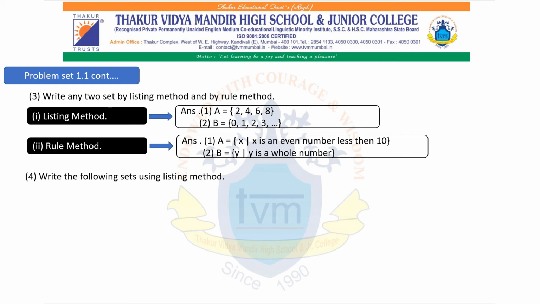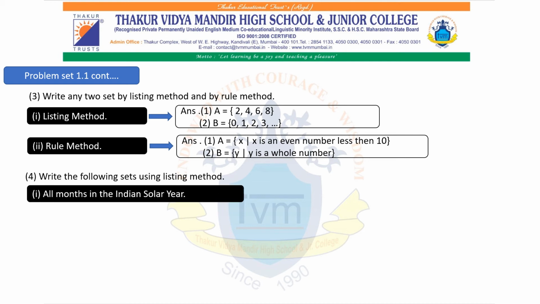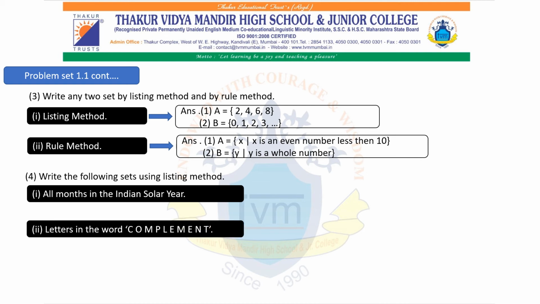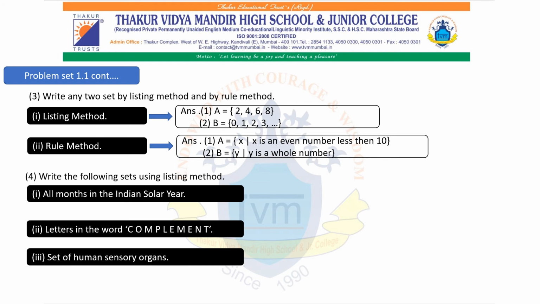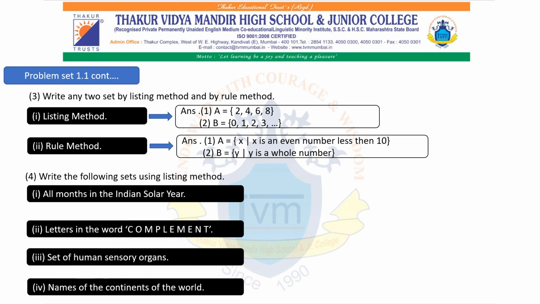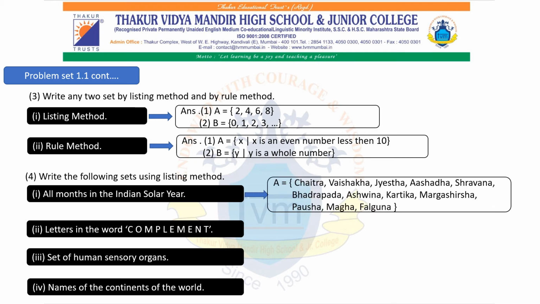Question number 4. Write the following sets using listing method or in a roster form. First one, all months in the Indian solar year. Letters in the word complement. Set of human sensory organs. Names of continents of the world. It can be written in a listing form as, first one, A is a set of all the months in the Indian solar year, which will be listed separated with a comma.